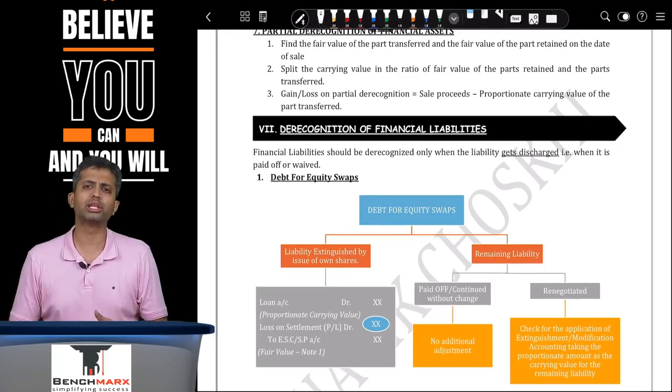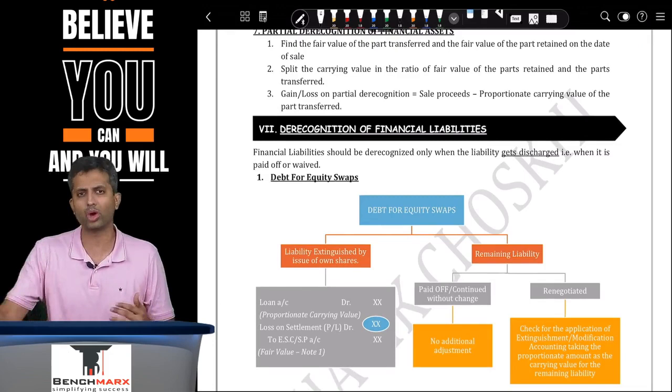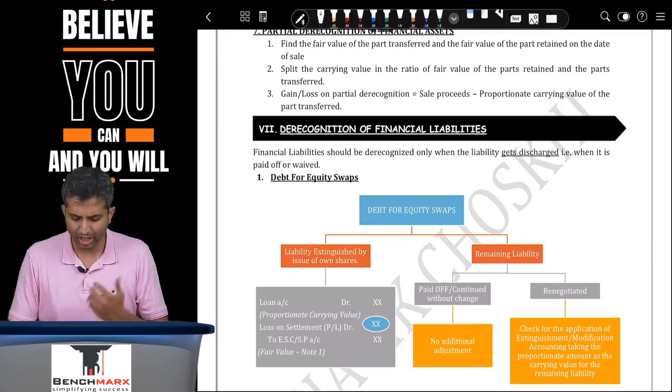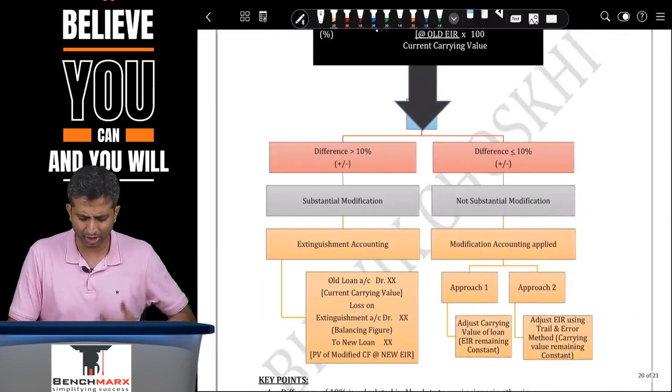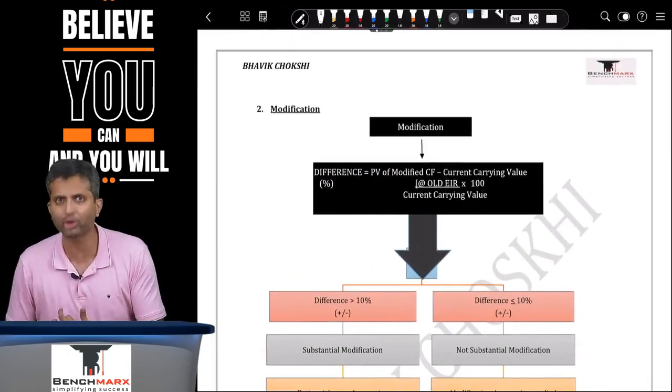Next, we move on to the derecognition of financial liabilities. Typically, financial liabilities are derecognized once you discharge them, that is, they are either paid or waived off. Now, there are two special cases, one is debt for equity swaps and one is modification. We will first discuss modification, which is more important.